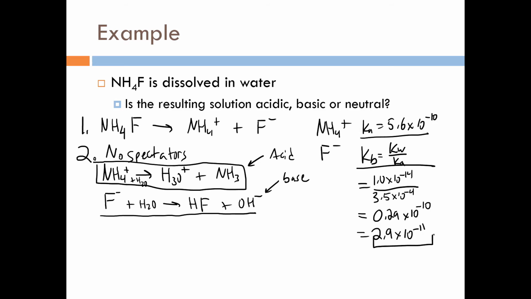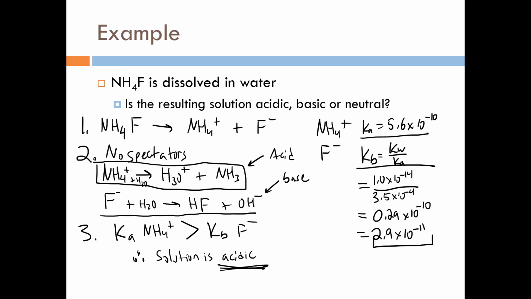All right, so now we decide which one is bigger. Well, here the Ka of NH4 plus is bigger than the Kb of F minus, therefore the solution is going to be acidic. Not very acidic though, because the numbers aren't a ridiculously large difference. Here we have 5.6 times 10 to the negative 10, and here we have 2.9 times 10 to the negative 11. They're not really that much of a difference from each other. But the solution will still be acidic because Ka is still larger than Kb.